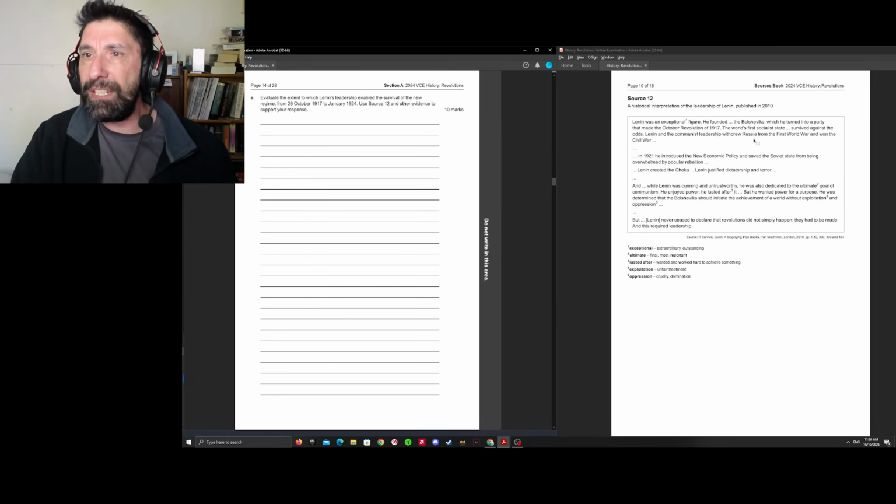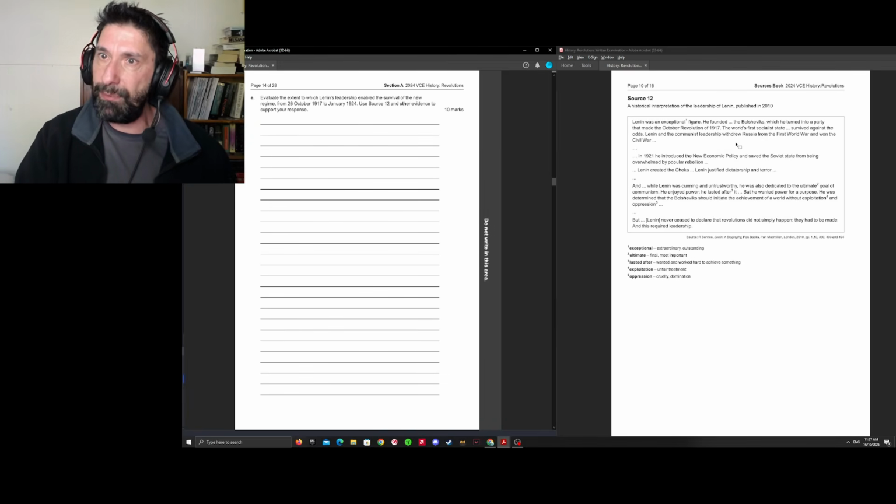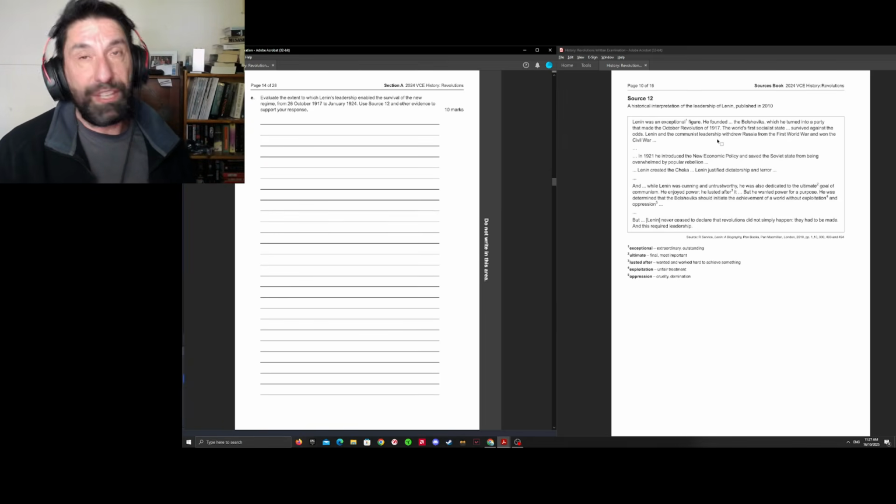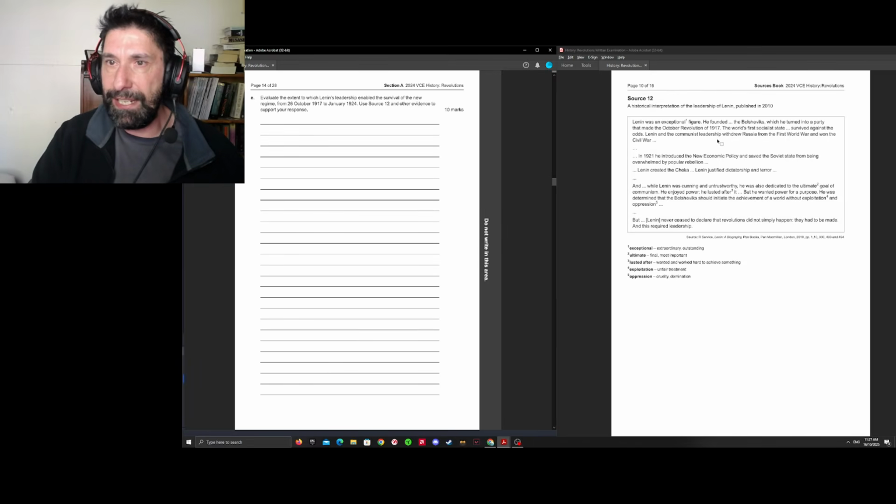There are passing references to the First World War and withdrawing from the First World War. So even though there's a reference here, you could quote this statement, withdrew Russia from the First World War. So you can say that's my reference to Source 12. And then you can refer to, for example, the Treaty of Brest-Litovsk and Lenin's role in signing the Treaty of Brest-Litovsk with the Germans in March 1918.